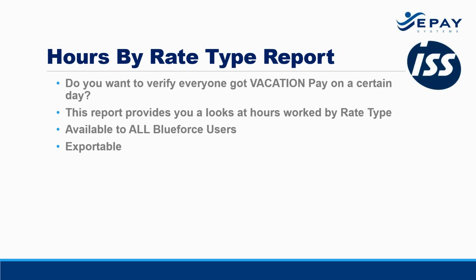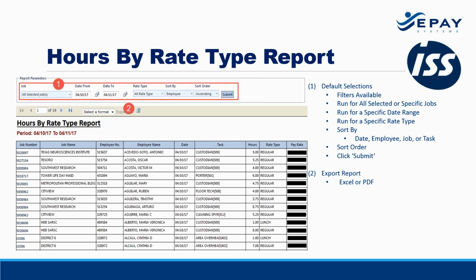So to that, this report is going to provide you a look at hours worked by a specific rate type. It's available to everybody as well and is exportable. And this report is very similar to the Timecard report, but it actually adds in pay rate. And we put that in there because typically on certain tasks in combination with a certain rate type, the employee's pay rate may actually increase. So for example, these are all holiday rate types. You might get paid time and a half for a rate type, or double time, or triple time, just depending on the scenario. In that case, we wanted to provide that rate type there so you could actually validate that everything was being paid correctly.